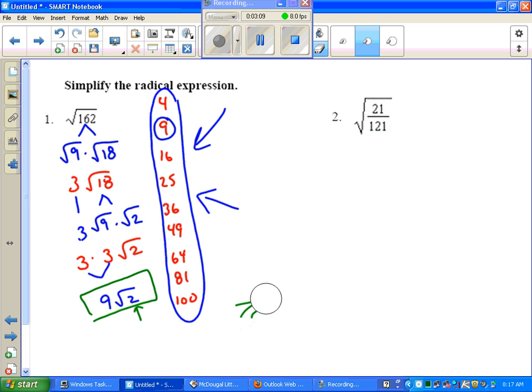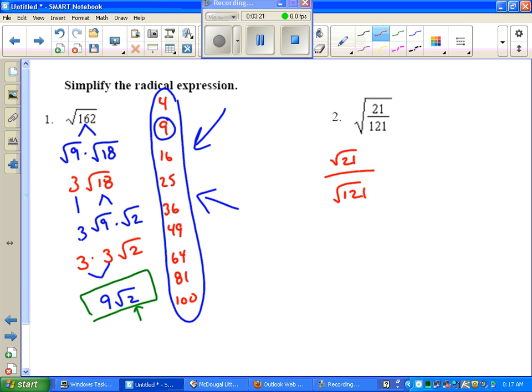For number 2, what you want to do is separate it first. You have the square root of 21 over the square root of 121. So separate it. Make it the square root of 21 over the square root of 121. So all we did was separate it. Then what we need to do is go ahead and see if there's a perfect square that we can multiply by. Is there a factor of 21 that's a perfect square?